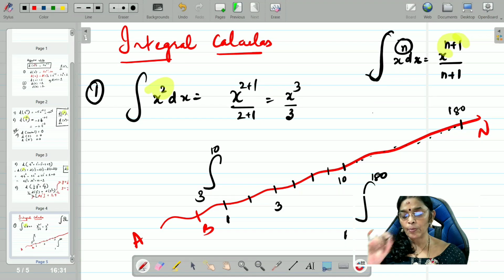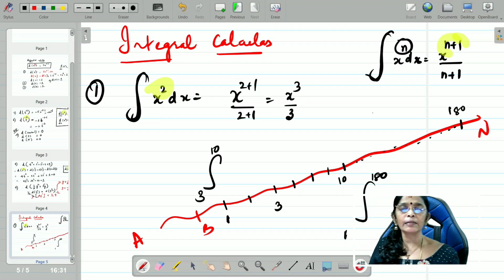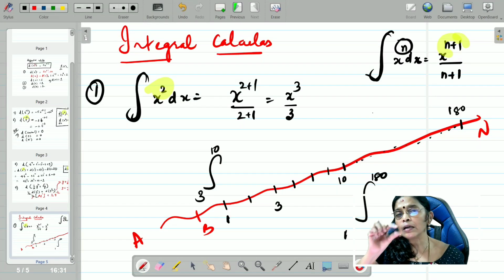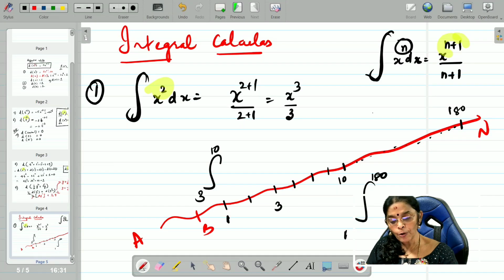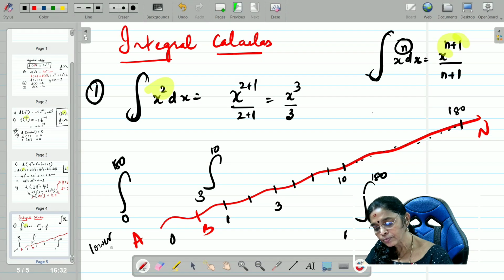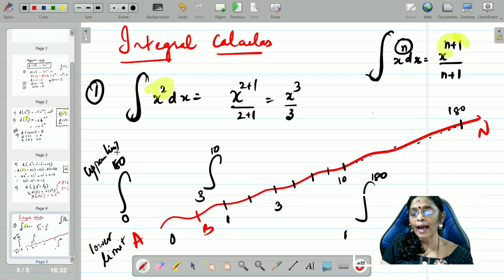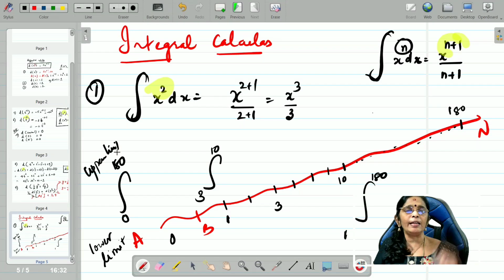So once again, let me repeat. Here, this is general integration, x square dx. But I wanted to add it up, cumulative value, I wanted to find out for certain specific parts. If I wanted to find out for all the parts, I can simply write integral of 0 to 180 part. 0 is called as lower limit and 180 is called as upper limit. Likewise.